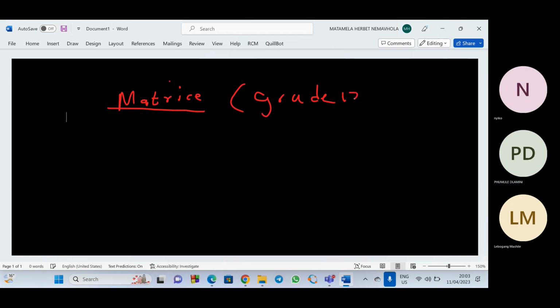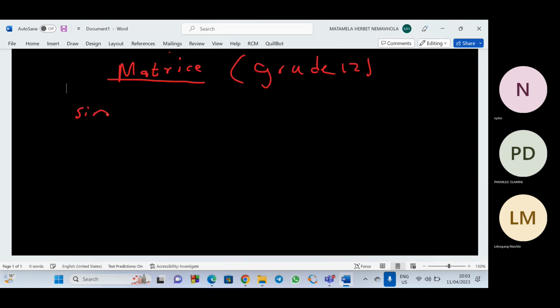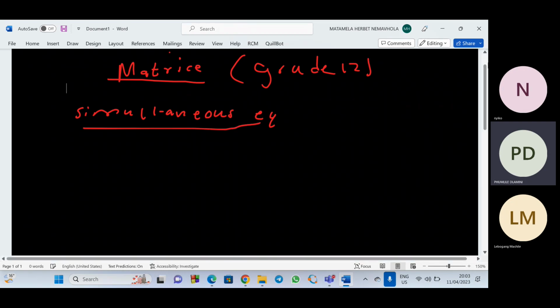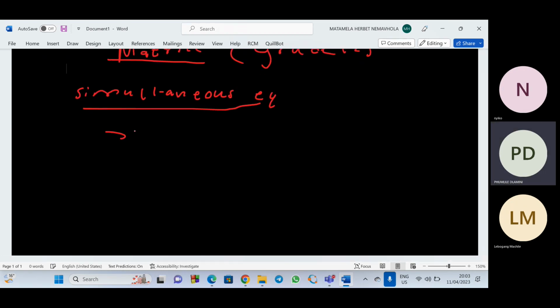In grade 12, you used to work with simultaneous equations. When you work with simultaneous equations, you will be given maybe x plus 2y equals 5, and maybe 2x plus y equals 10. So this one is going to be your equation 1, and this one here is going to be your equation 2.